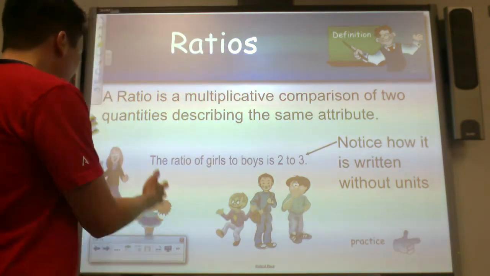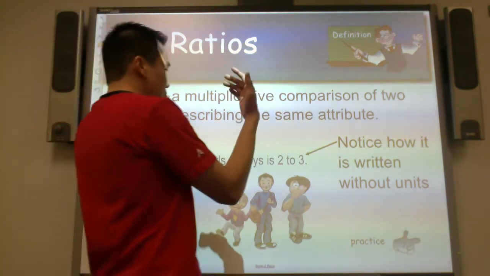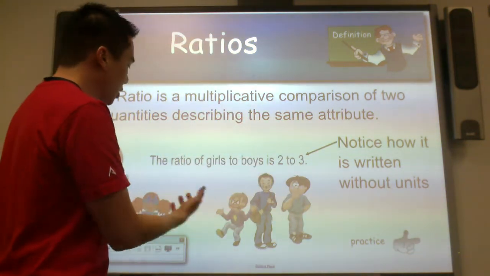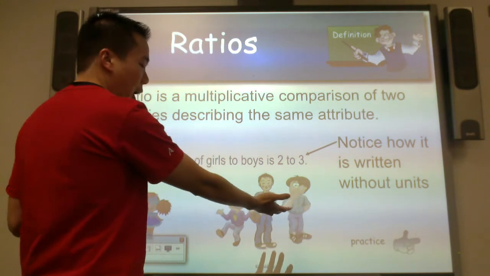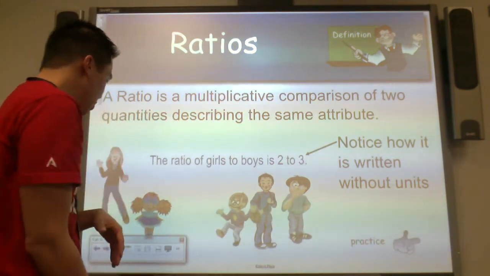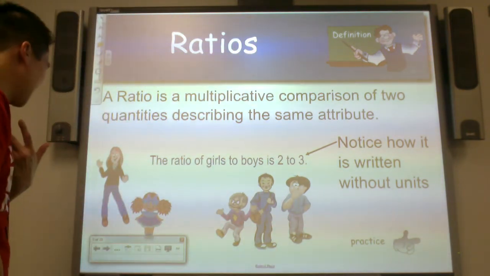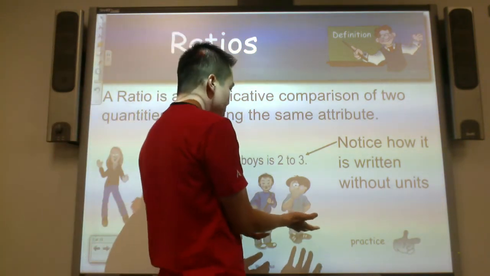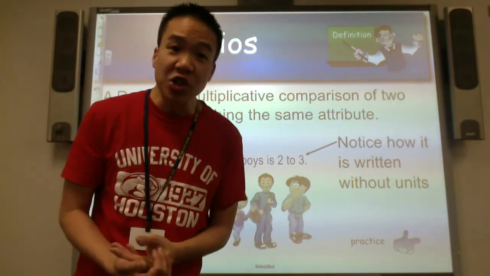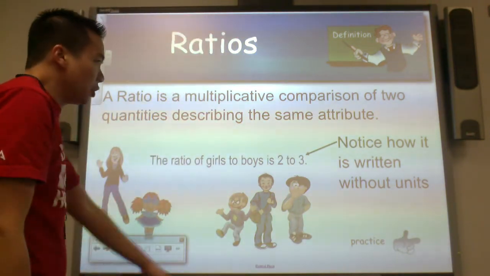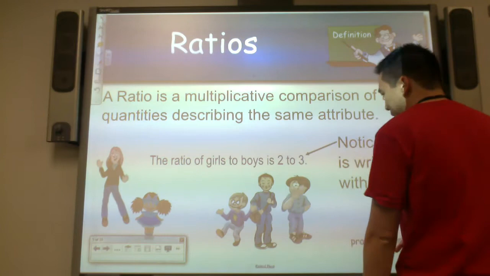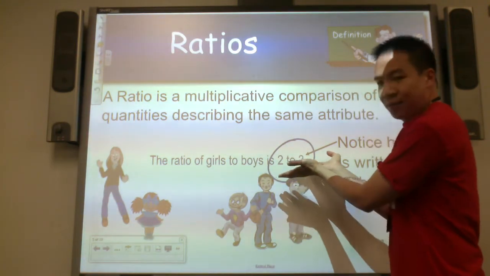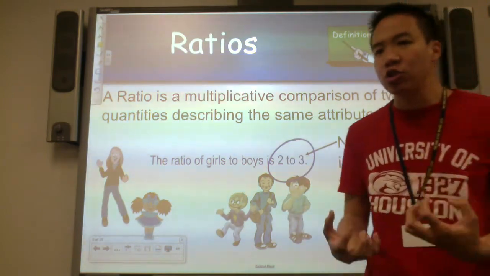For example, I see girls. I see boys. What can you tell me about this comparison? Can you compare the females to males, or girls to boys? From this picture, from what I can see, there are 2 girls. There are 3 boys. So if I have to describe this as a ratio, I would say 2 to 3. Notice how it is written without units. So a ratio is written with just 2 numbers because you're just comparing 2 numbers.